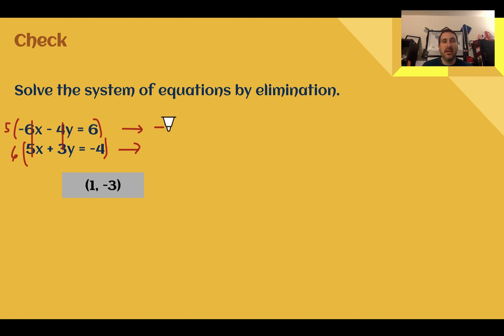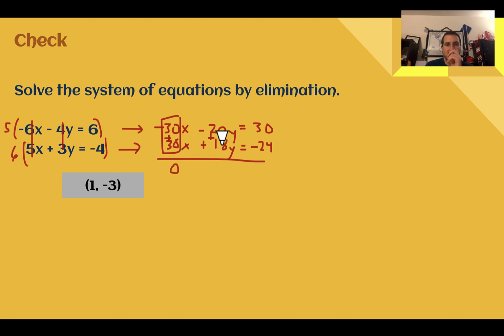5 times negative 6 is negative 30. 5 times negative 4 is negative 20. 5 times 6 is 30. 6 times 5 is 30. 6 times 3 is positive 18. 6 times negative 4 is negative 24. We have opposite coefficients right here. Add them. So that gives us 0. Adding negative 20 plus 18 gives us negative 2. Add them. 30 plus negative 24 gives us 6. Negative 2y equals positive 6. So divide by negative 2, y must be equal to negative 3. Negative 2 times negative 3 would give us positive 6.